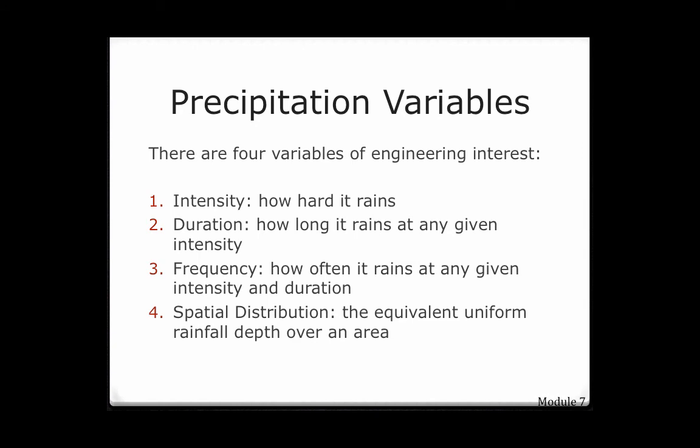Okay, unlike flood frequency, which we were temporarily done with, precipitation comes in more than just what's the rate right now. It has four variables of engineering interest. The first is intensity. How hard is it raining? The second is duration. How long does it rain at any given intensity? The third is frequency. Think of that as a probability. How often does it rain at any intensity and particular duration? And then the fourth is spatial distribution.